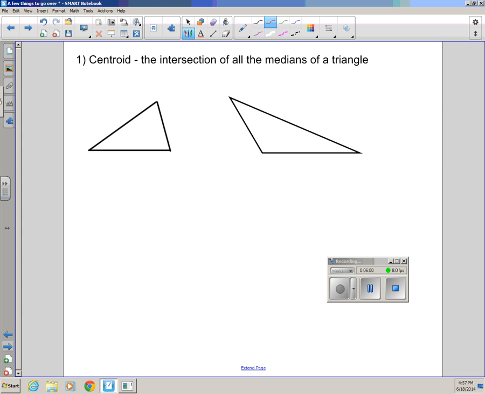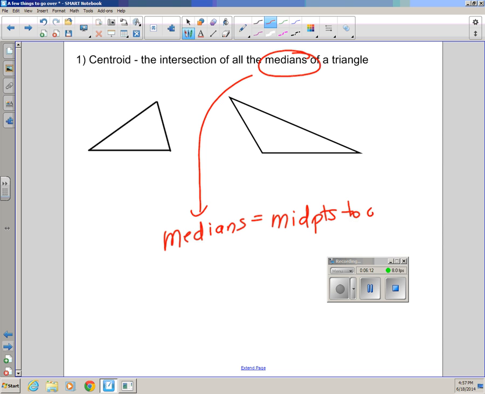Another word now, this word we've actually talked about quite a bit. The centroid is the intersection of all the medians. Okay? Medians connect midpoints to opposite vertices in a triangle. And you know this, or should know it. Midpoint to vertex, midpoint to vertex, midpoint to vertex. And the centroid is where they all meet. That's called the centroid.